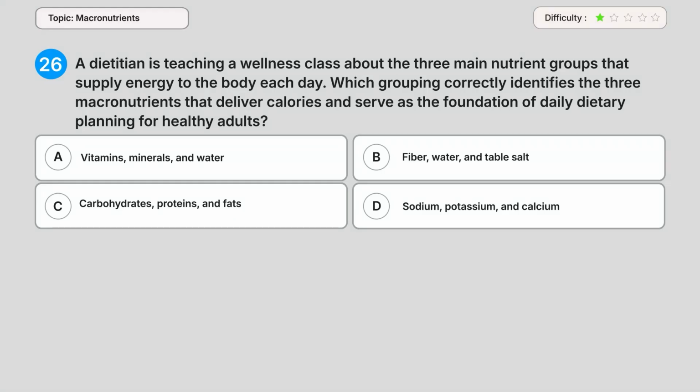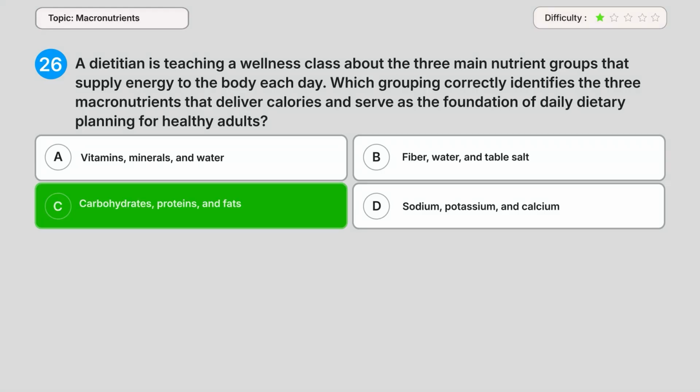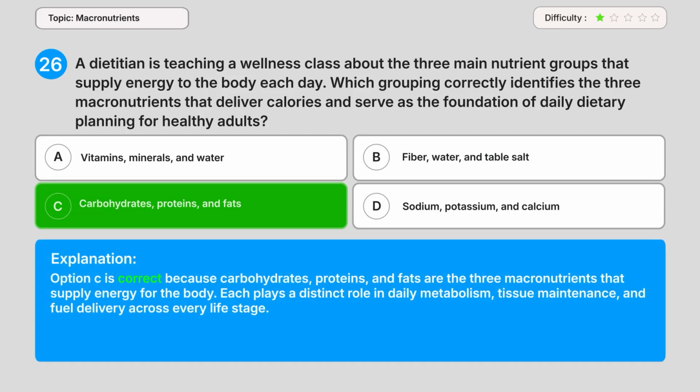Correct answer, C. Carbohydrates, proteins and fats. Explanation. Option C is correct because carbohydrates, proteins, and fats are the three macronutrients that supply energy for the body. Each plays a distinct role in daily metabolism, tissue maintenance, and fuel delivery across every life stage.